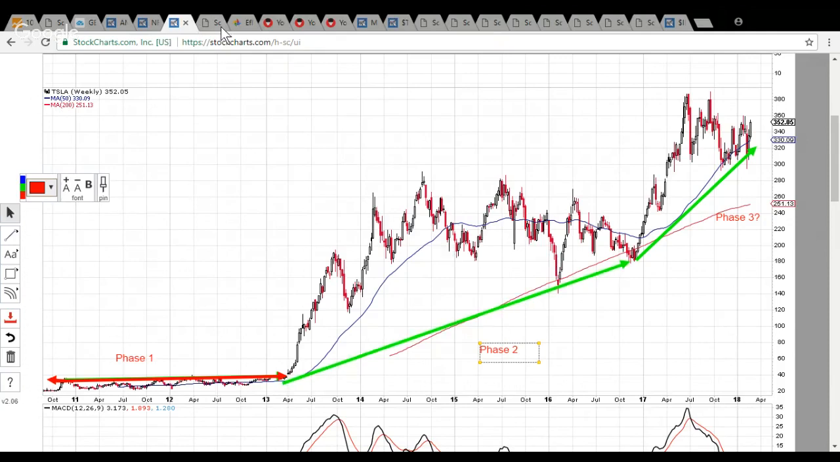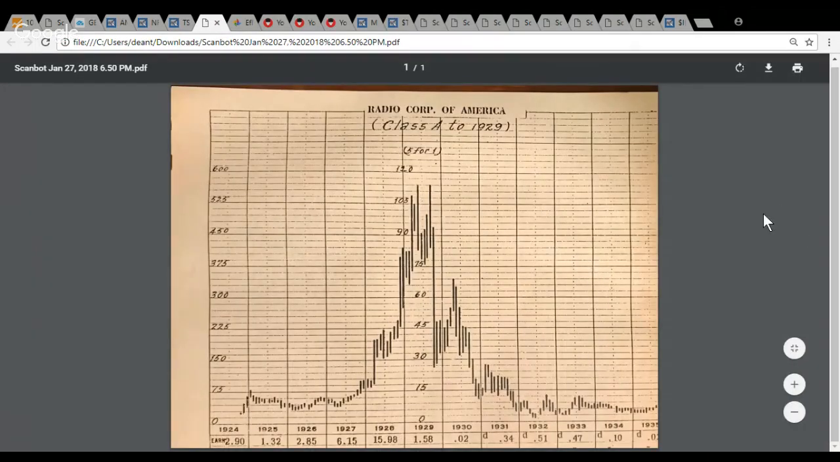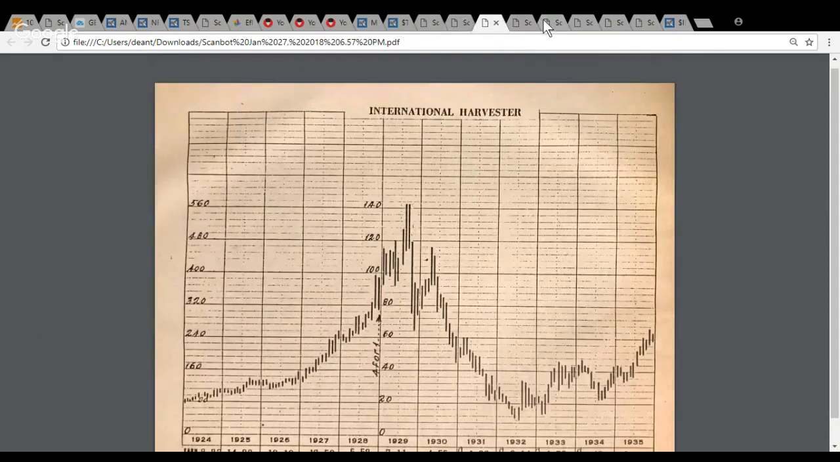Okay, one other one, and I just want you to look at this for a second and try to figure out why I consider this funky. This is RCA, Radio Company of America, back in the 1920s. Looks very similar to many of these other charts we looked at. Columbia Gas, International Harvester.